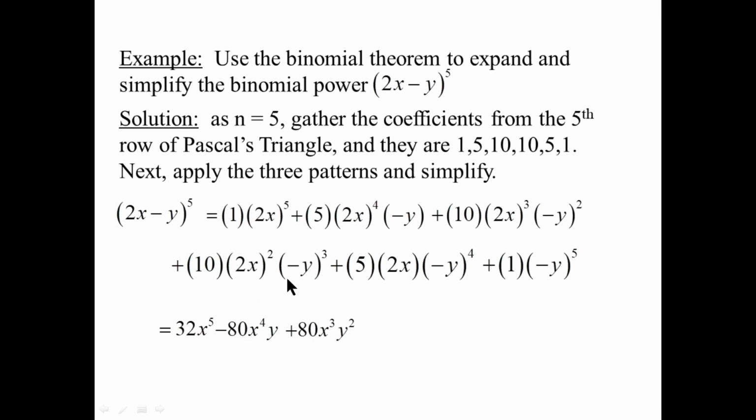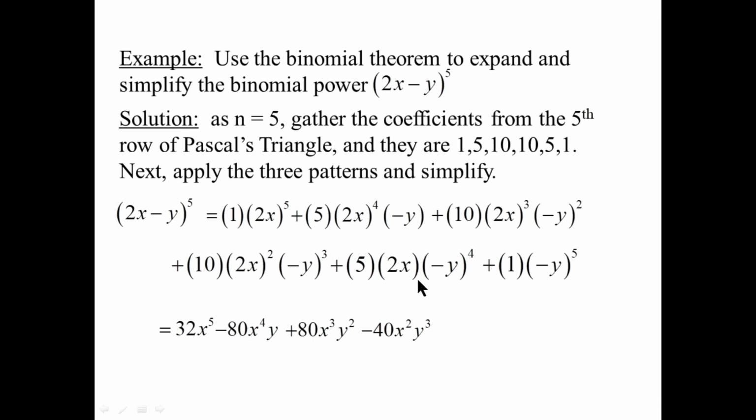Next, it will be negative y cubed. Therefore, it's going to be a negative term because negative things, when cubed, become negative things. The reason being is that the exponent is odd. So we could say, let's see, 2 squared is 4 times 10 is 40, x squared y cubed with a minus sign. 40x squared because of this, y cubed because of this, negative because there's a minus sign here, and this is odd.